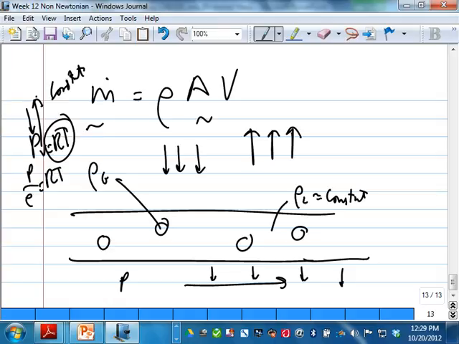So if the gas expands, what happens to the velocity? It also increases, isn't it? If the gas expands, it means the density goes down. m dot is the same, m dot equals rho A V, so with rho decreasing and A the same, the velocity increases.